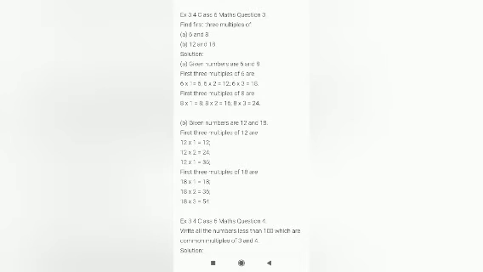तो 6 का क्या है? 6 1s are 6, then 6 2s are 12, 6 3s are 18. First 3 multiples of 8 are 8 1s are 8, 8 2s are 16, 8 3s are 24.